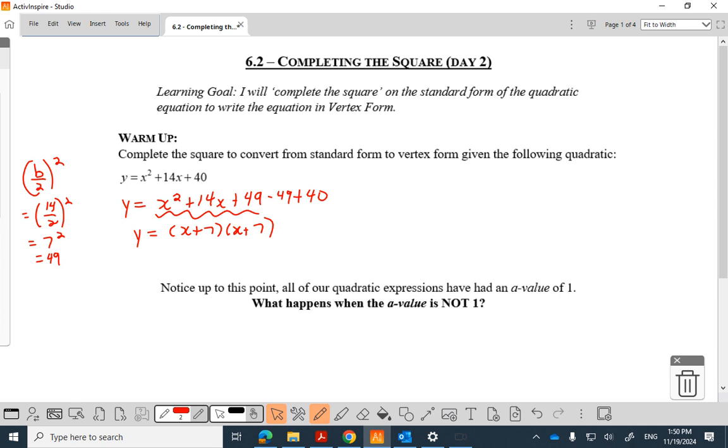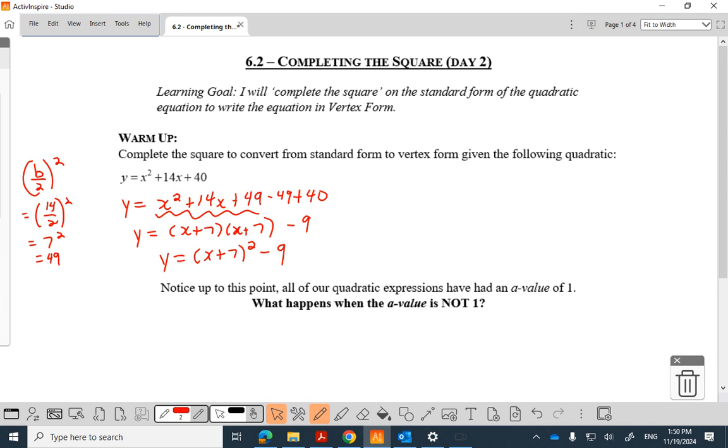I put the number there that completed the square. I had the first 2 terms of the square, and I wanted to complete the square. And then negative 49 plus 40 is negative 9. And then I'm done. Do you have any questions about that part of the procedure? No.